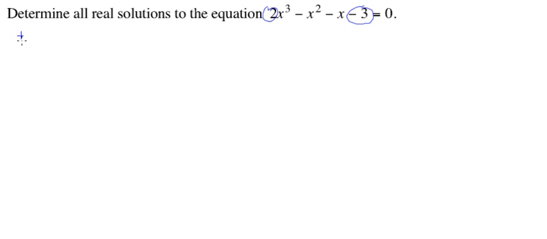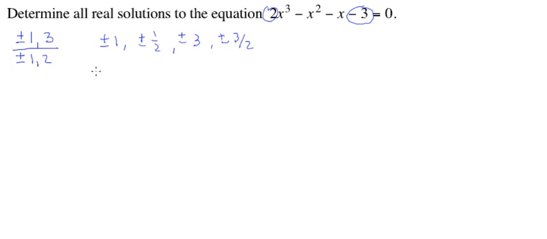So we have to try plus or minus 1 and 3, those are the factors of minus 3, over plus or minus 1 and 2. Those are the factors of the first coefficient. So our list of candidates is plus or minus 1, plus or minus 1 over 2, plus or minus 3 over 1, and plus or minus 3 over 2.